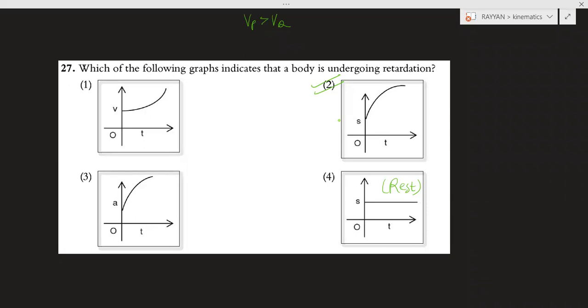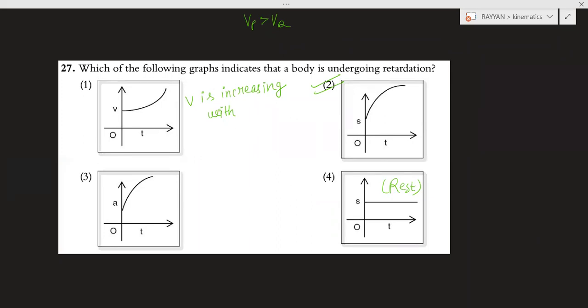In this case, velocity is increasing with time. So you have to read the graph, because I have not told you about curved graphs. We have only discussed the straight line graphs. So I have taken this question because you have to eliminate the options and you can get the answer.